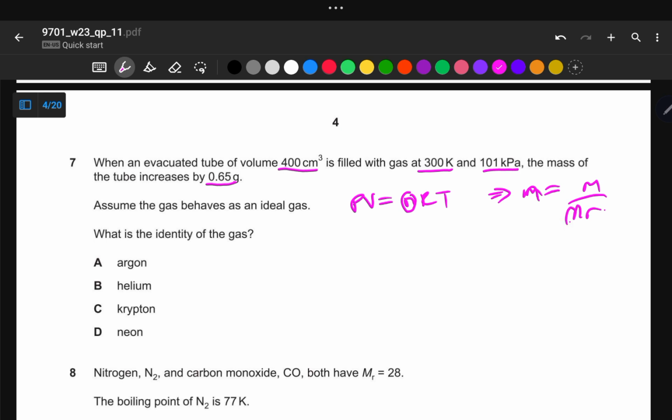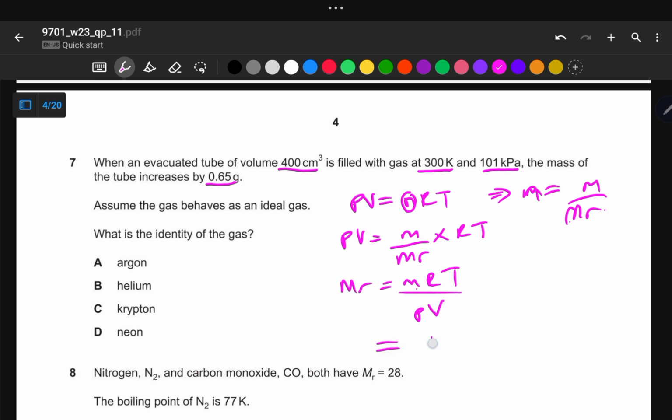So Mr is the relative molecular mass. So we are going to say PV is equal to mass over Mr multiplied by RT. So we want to make Mr the subject of the formula. So we are going to say Mr is equal to mRT over PV, and then we're going to substitute.